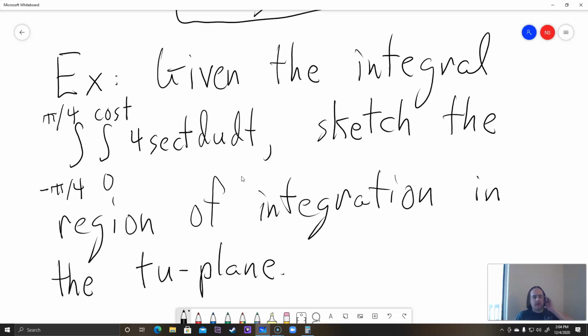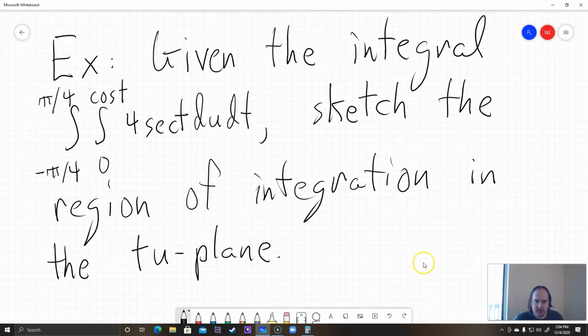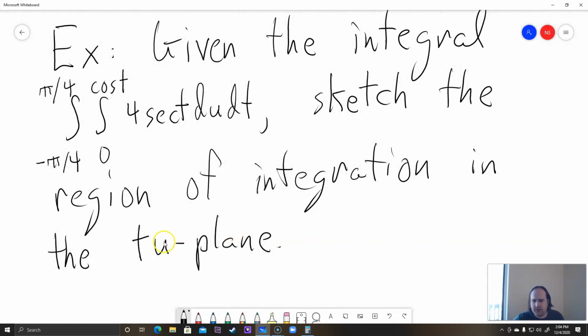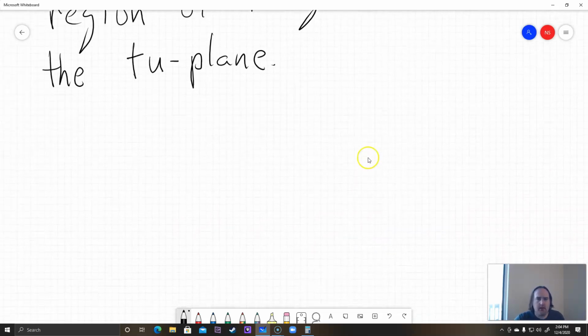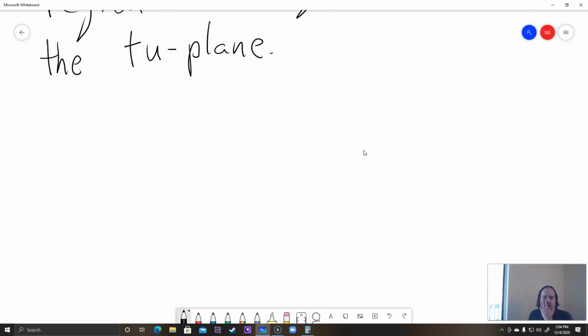So the actual integral is a bit of work, although it's not as hard as the last problem. But I just wanted to focus on the sketch because that might confuse people, so I wanted to show you. So what does TU plane mean? Well, it actually isn't as scary as you think. It doesn't mean that much.